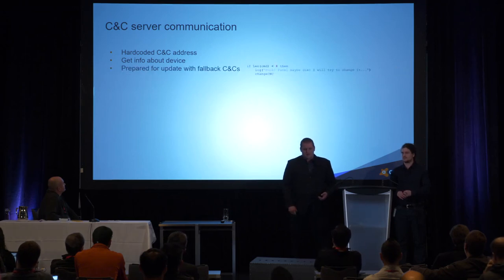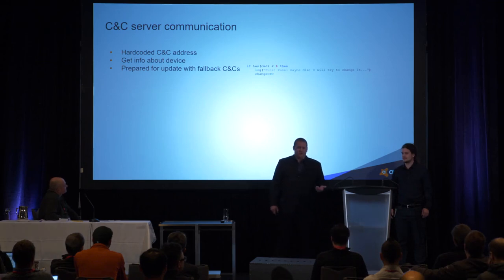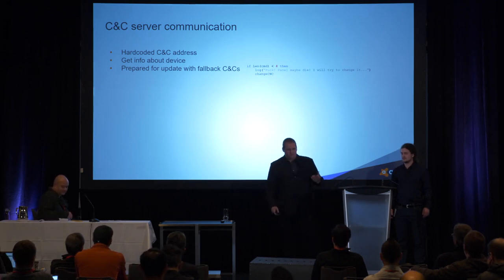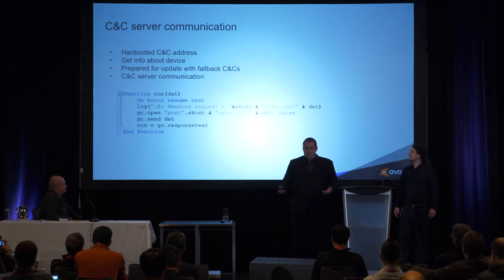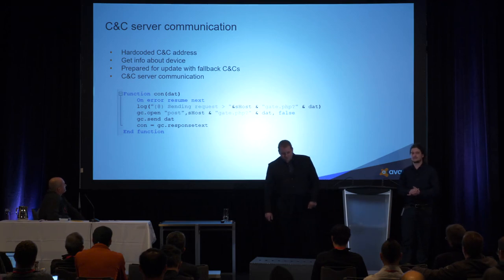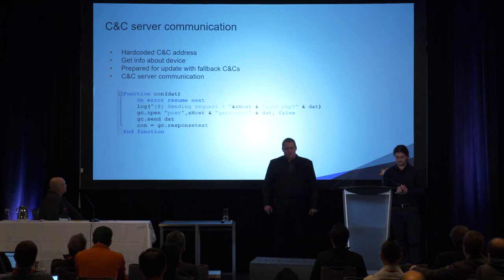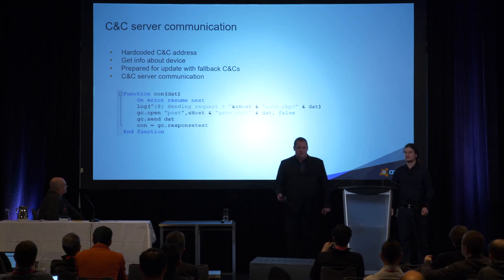As I mentioned, they are prepared for updates with fallback CNC servers in the case that the primary CNC server stops responding. They can easily switch it. But so far, we didn't see more than one. But they are ready for the future, if somebody wants to use it, update it. And the communication is pretty easy. It's just a simple POST request on the domain with the CNC server. It goes to a POST request to gate.php with all the information and the commands gotten from it used.